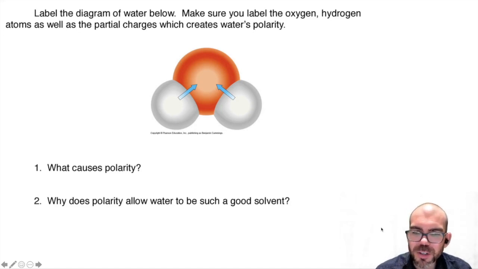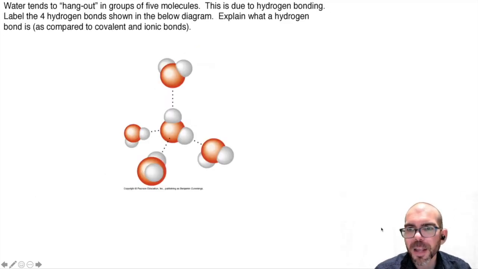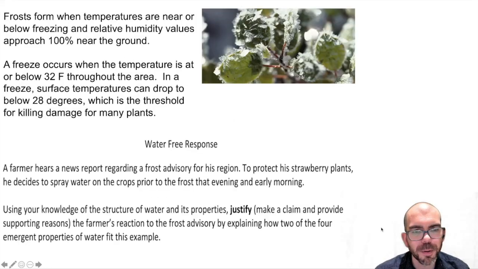I'm not going to answer these questions in the video. Hopefully you're able to discuss them with your table mates and find the answers. Water tends to hang out in groups of 5 molecules. This is due to hydrogen bonding. Label the 4 hydrogen bonds shown below in the diagram. Explain what a hydrogen bond is. What is it and how is it different than a covalent or an ionic bond?